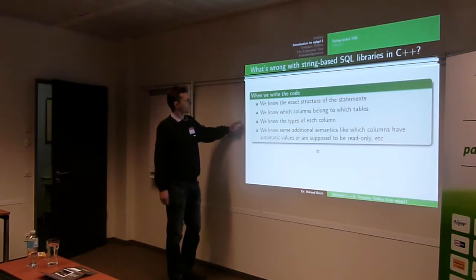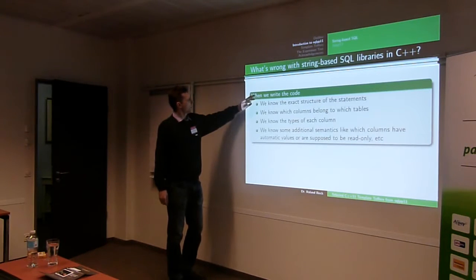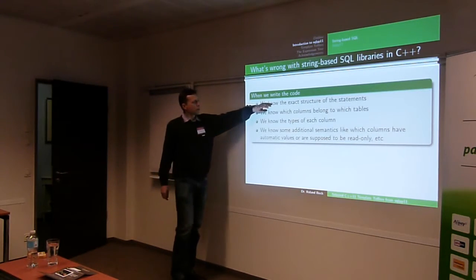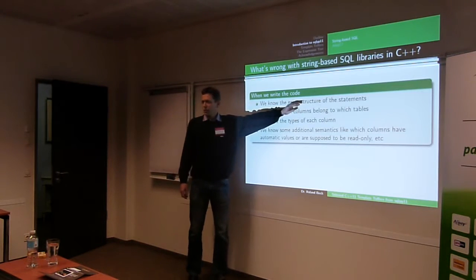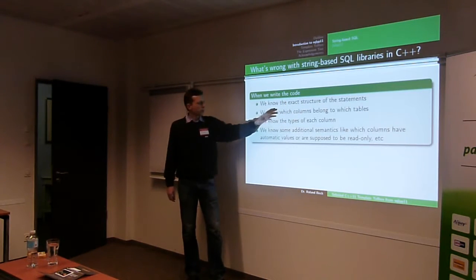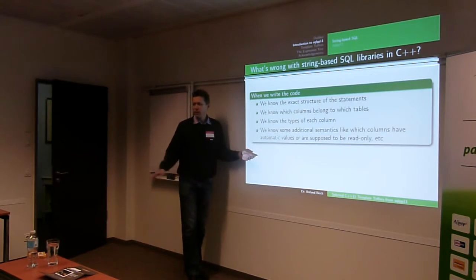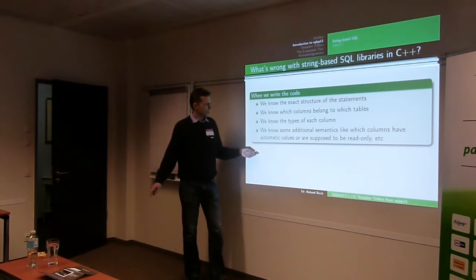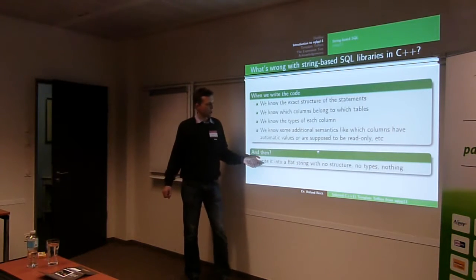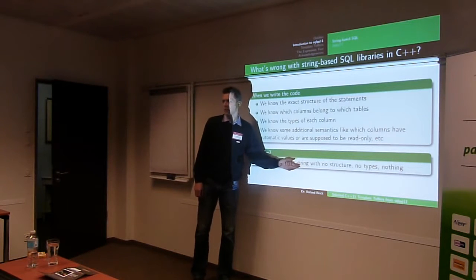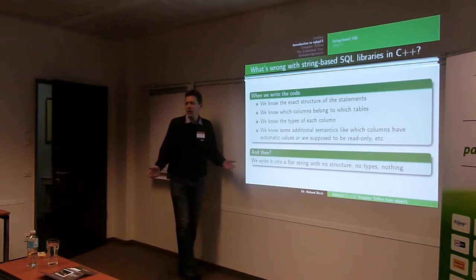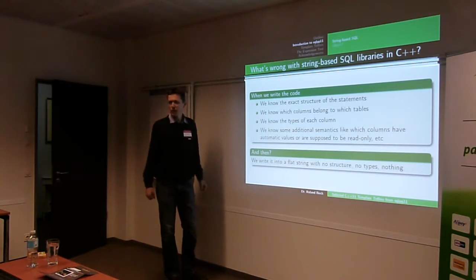So when we write the code, we know the exact structure of the statements, we know columns and all this stuff, but when we hide this information in a string with no types, nothing, the compiler has no chance to tell us anything.